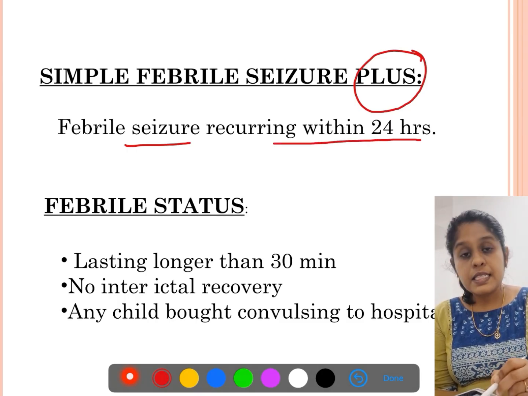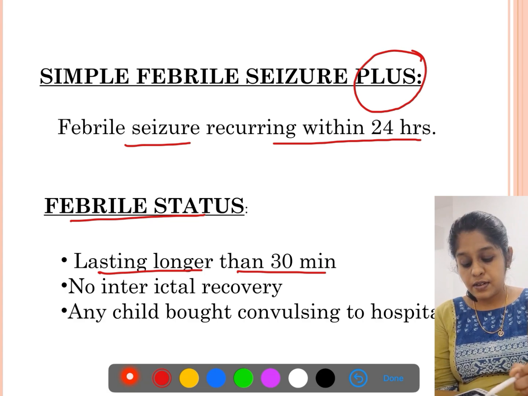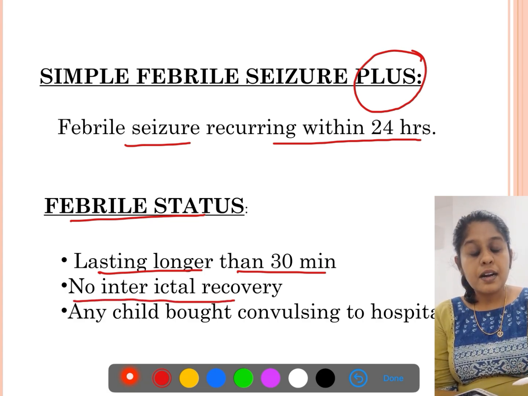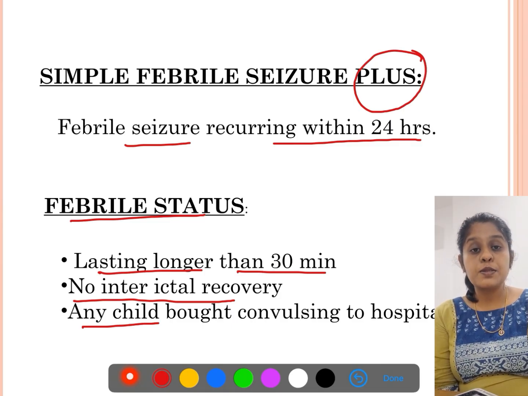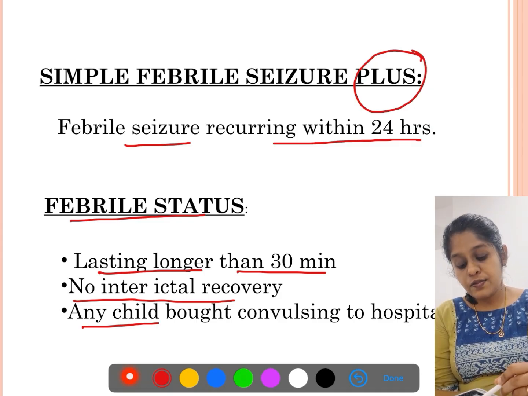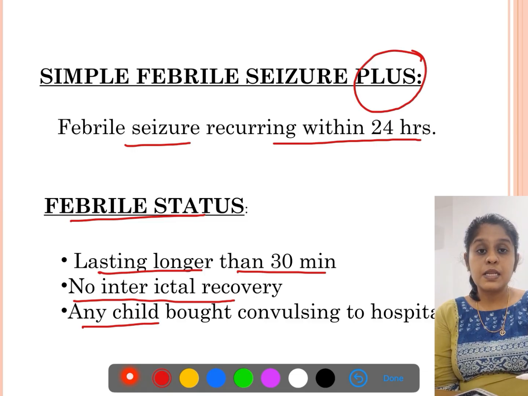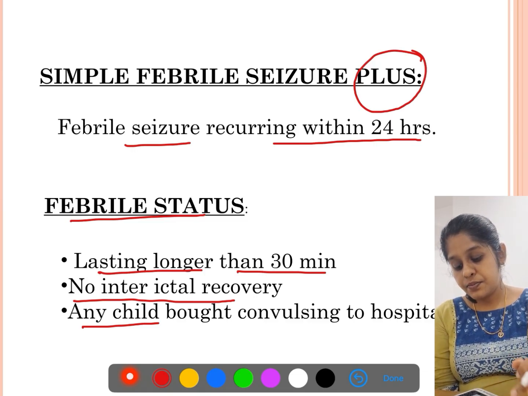Coming to febrile status: a seizure that lasts longer than 30 minutes with no interictal recovery, or any child who is brought convulsing to a hospital. So if you find a child brought to your emergency who is in active seizures, or if the child has had 2 episodes of seizures within a span of 30 minutes without any interictal improvement, or if the seizure lasts more than 30 minutes, then we can call it febrile status epilepticus.